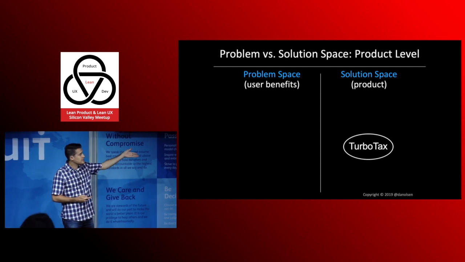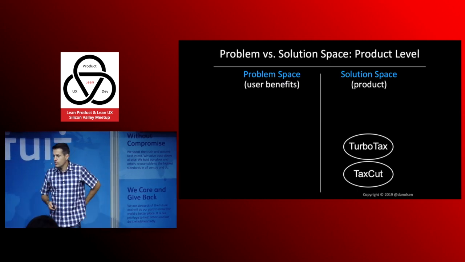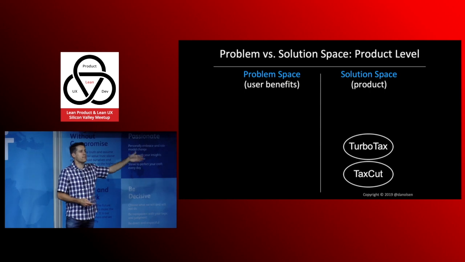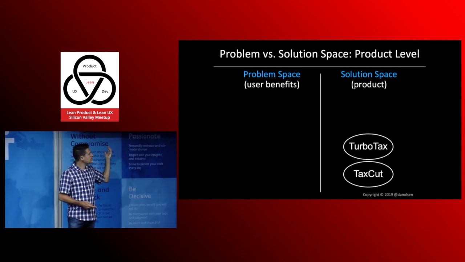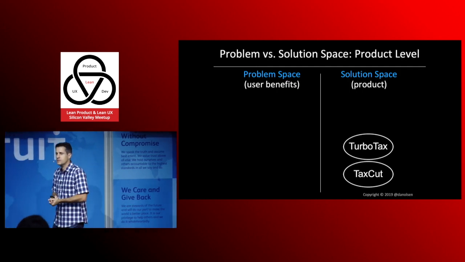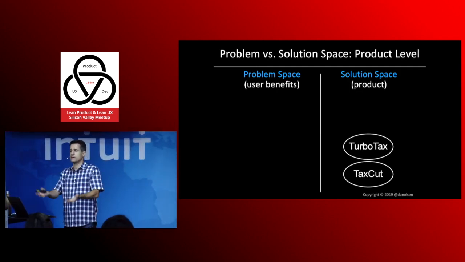It's a software product, so it's in the solution space, right? It competes with another software product, TaxCut, in the solution space. And what you want to do, ideally, is start in the problem space and then map. But we can also reverse engineer and try to map back. Okay, what is the problem that these products solve? So for those of you that raised your hand and said you use TurboTax, what's the problem? How does it create value for you? Why do you use it? Why do you like it?